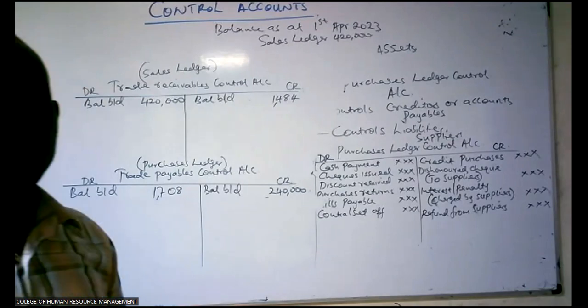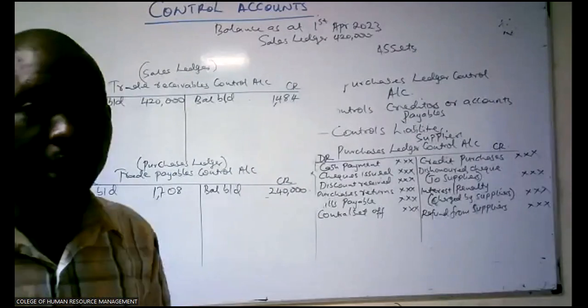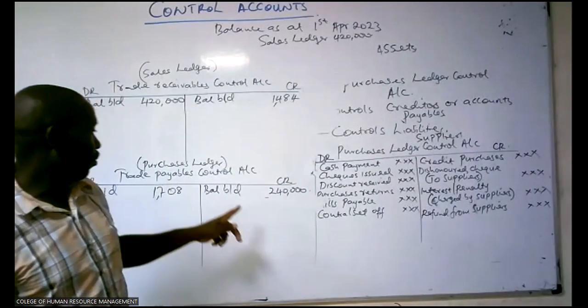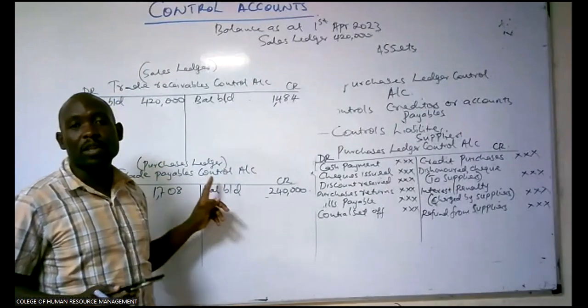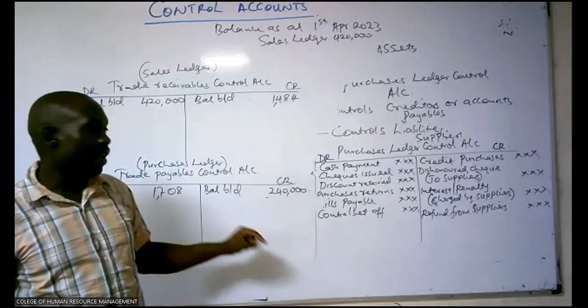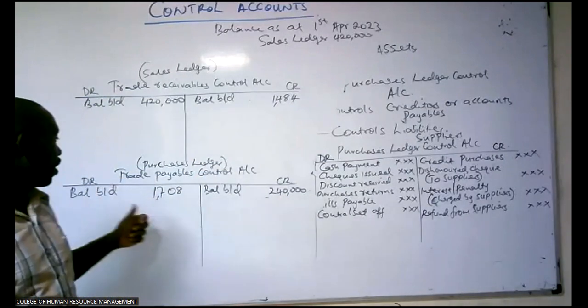Again, you put them as given. The figure on the debit, put it on the debit. The one on the credit, you put it on the credit. And then the other thing, realize that this purchases ledger is for the creditors, which are liabilities. Liabilities have a credit balance, so the credit will always be more than the debit.